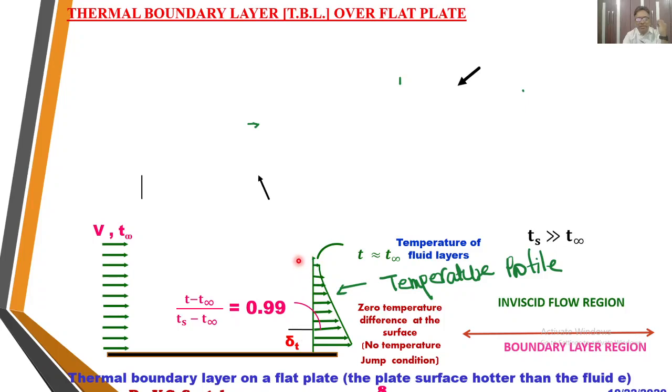in the y direction, and the distance at which the temperature gradient (T minus T infinity) over (Ts minus T infinity) is 0.99 is called the thermal boundary layer thickness. So the shape of the temperature profile when a cold fluid is flowing over a hot surface is opposite to that of the temperature profile when hot fluid is flowing over a cold surface.